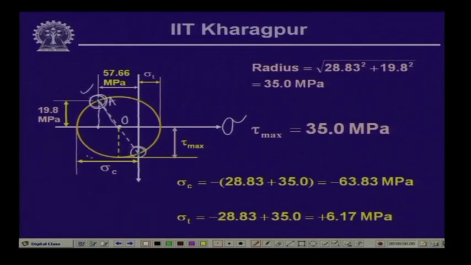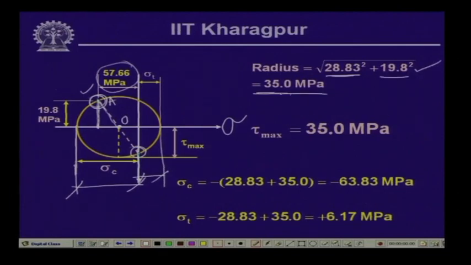we get the Mohr circle of stress. This is the stress which is the maximum compressive stress, and this is the stress which is going to give us the maximum tensile stress. Now, the value of the radius O A, as we have seen, is half of 57.66 and 19.8. 57.66 divided by 2 will give you 28.83, that squared, and the vertical distance is 19.8 squared. So, this is going to give us the value of the radius, which is equal to 35 megapascal. This is the radius of this Mohr circle.